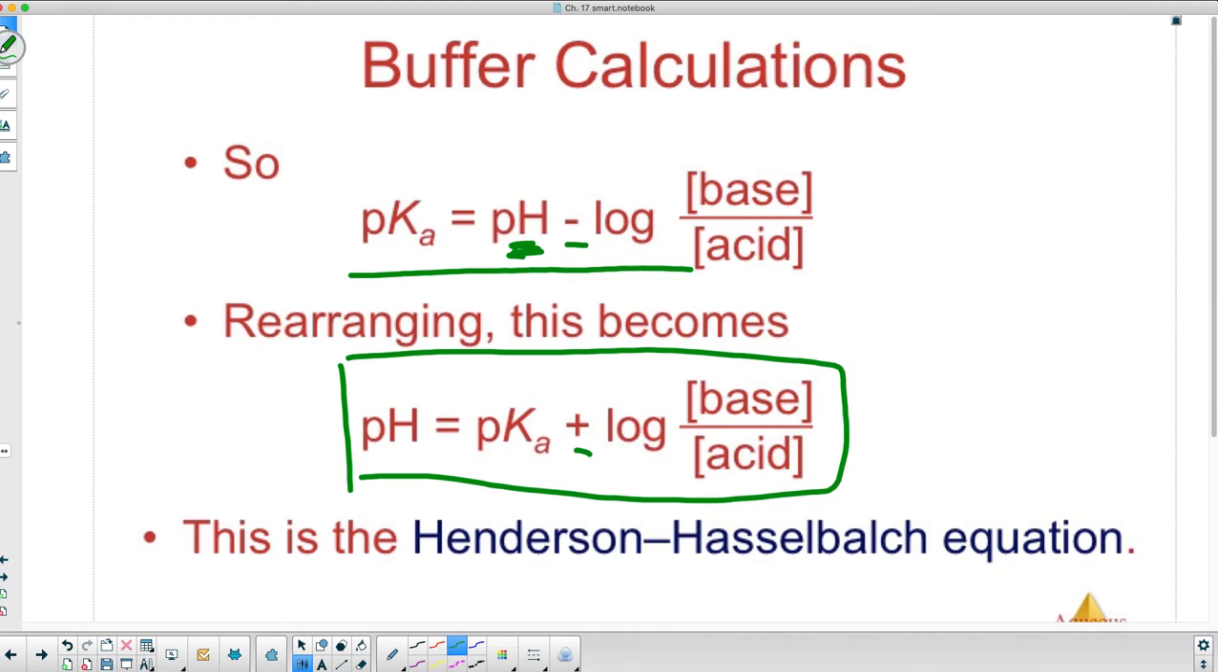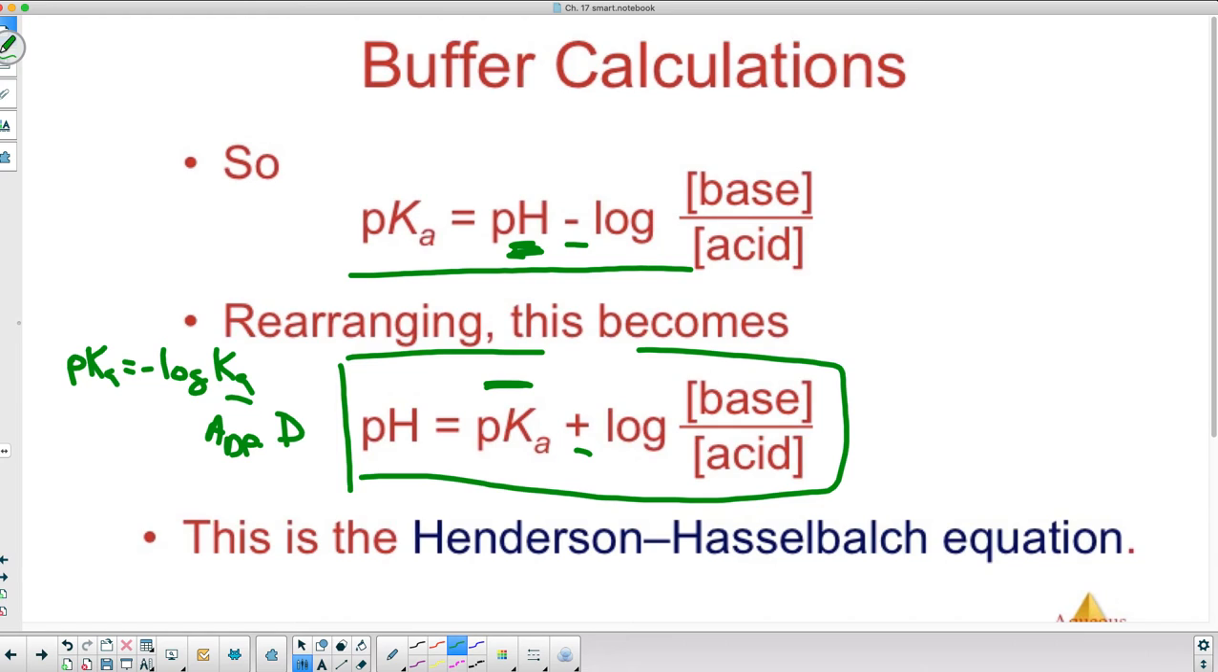Where do you find the pKa's? Well, what we can do is find the Ka in the back of the book, and then simply take the pKa. pKa equals the negative log of whatever the Ka is. And we have Ka's in, I think it's appendices B or D, in the back of the book.